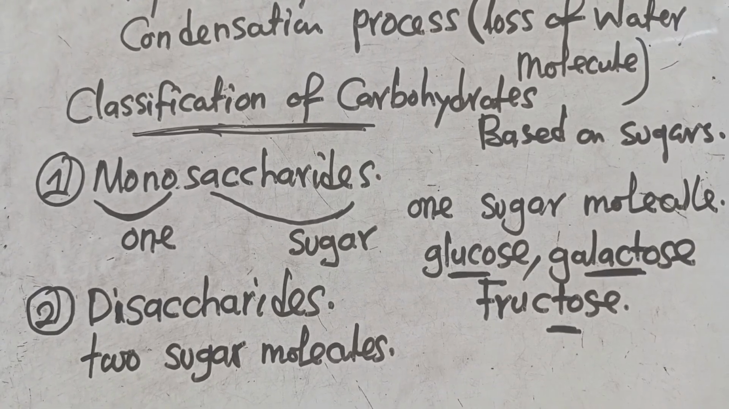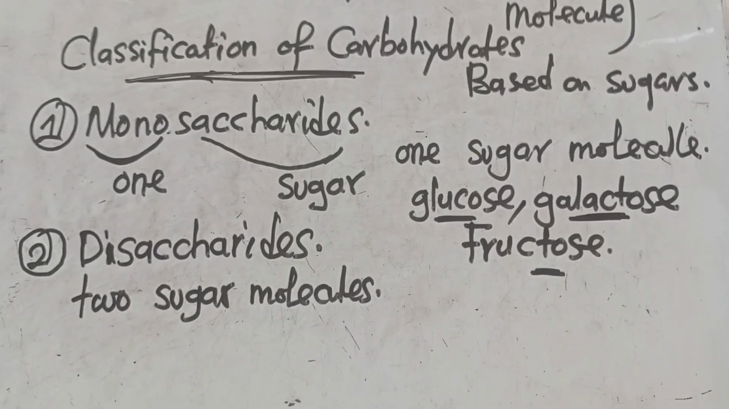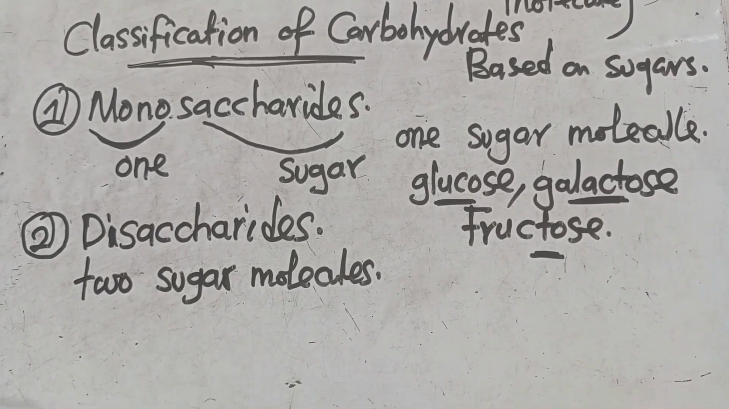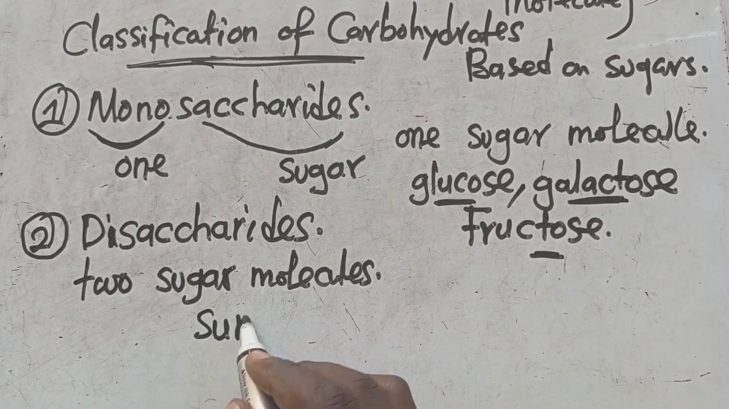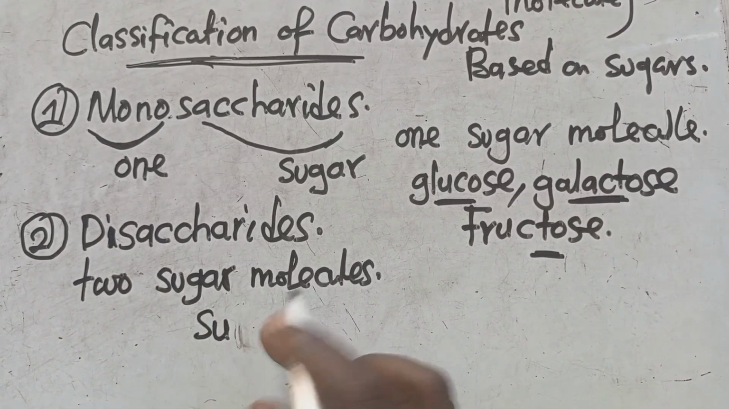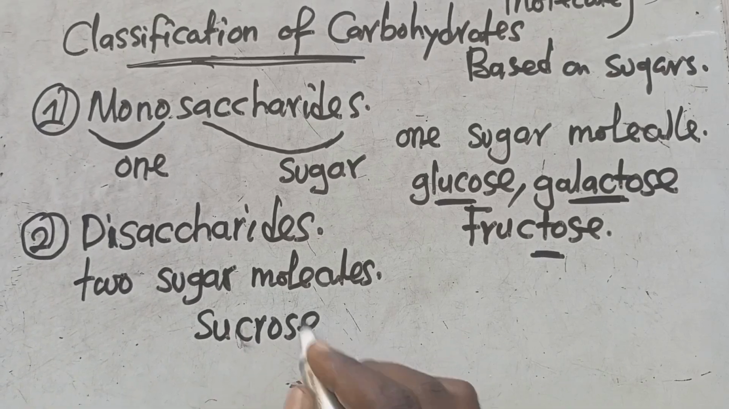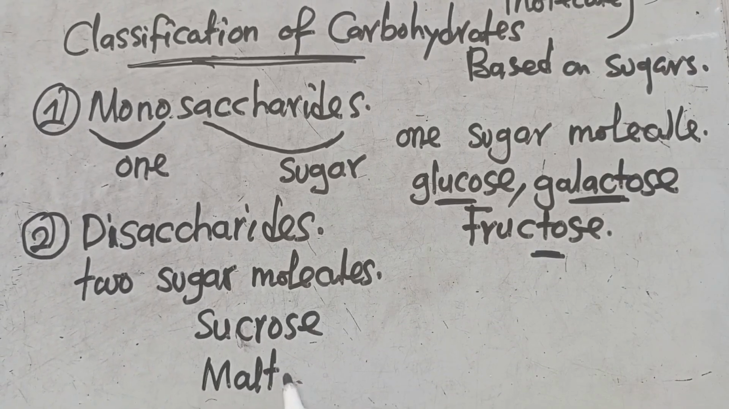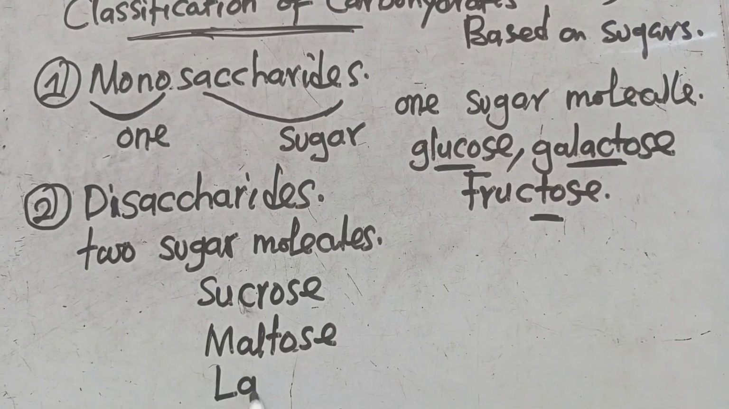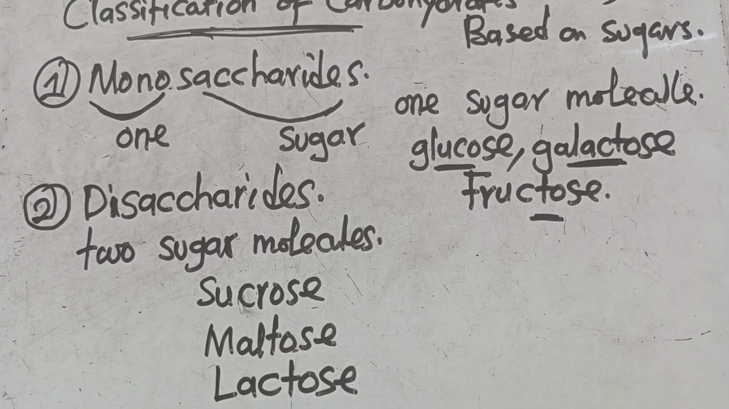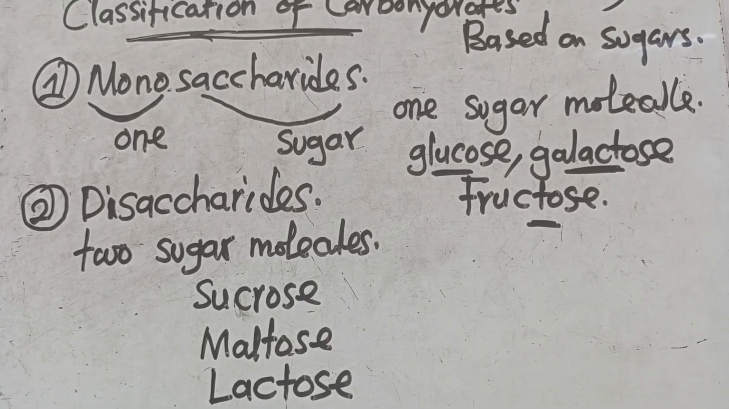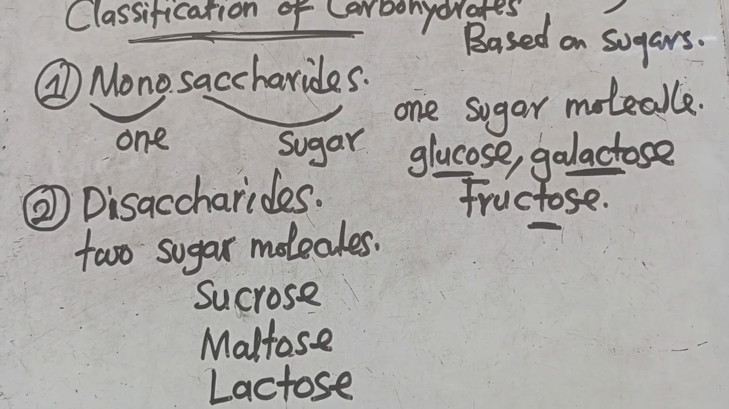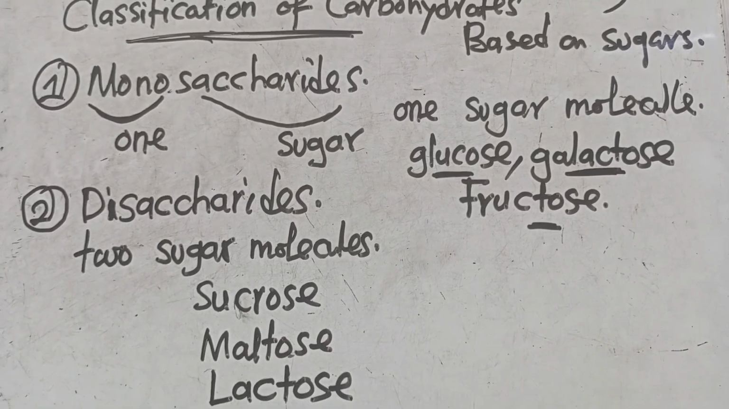Examples of these ones you need to understand. They are sucrose, maltose, and also lactose. These are examples of disaccharides. I guess this is understandable, and we are able to move together that way.